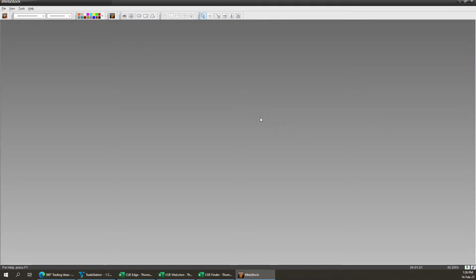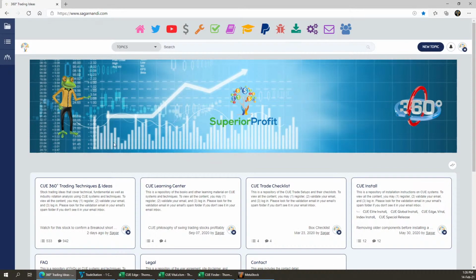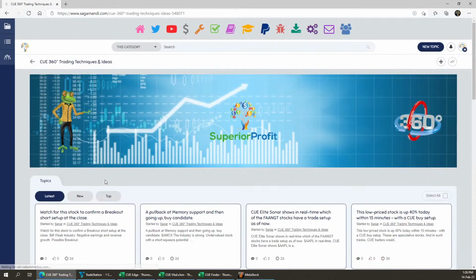Now in this market, what trades to look for? Market is overbought, so one may start to look for shorting opportunities, and market is still bullish, so one may look for buying opportunities also. I regularly share such ideas on my website sagarnandi.com under this category 360-degree trading techniques and ideas. These are not trading tips but examples of application of Q systems and techniques using live systems, always before knowing the results.